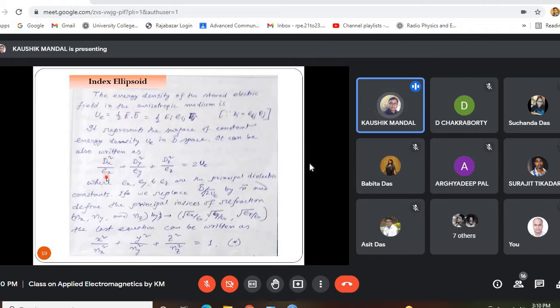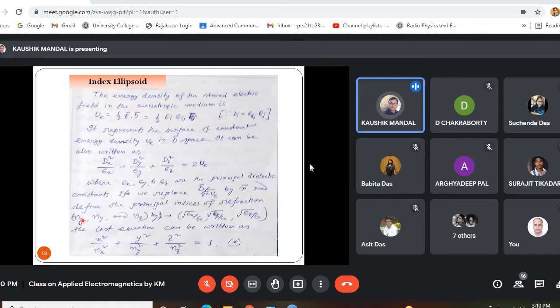Dx square by epsilon x plus Dy square by epsilon y plus Dz square by epsilon z is equal to UE, the stored electric energy density, where epsilon x, epsilon y and epsilon z are the principal dielectric constants. Now we replace D by root of 2 UE with the position vector r.